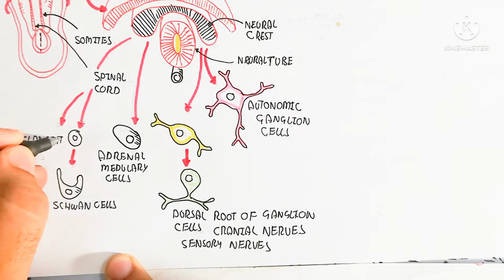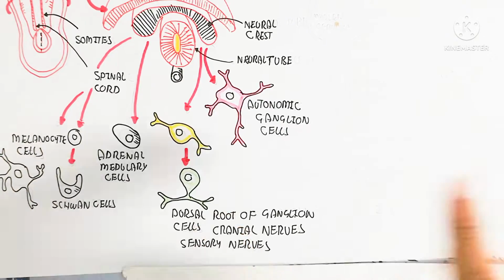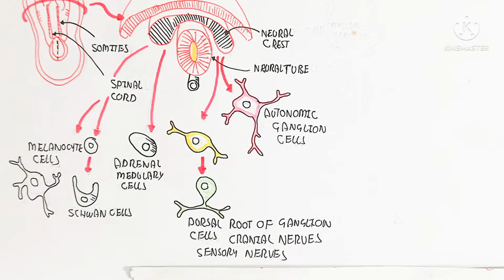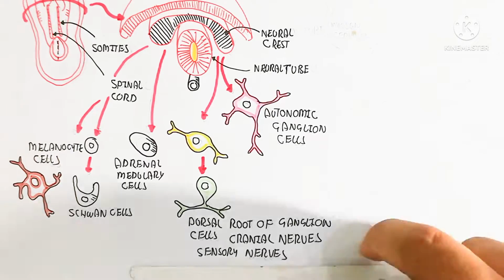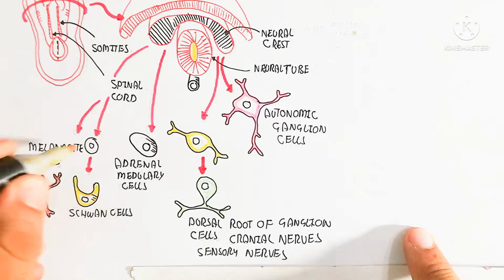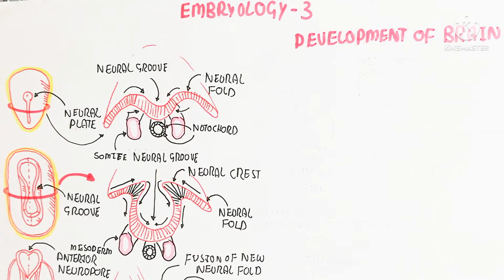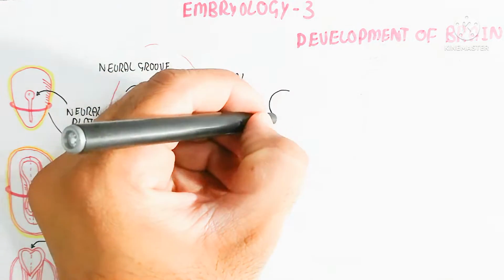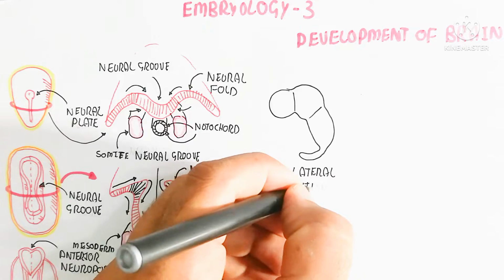For example, the adrenal medullary cell is used for the release of epinephrine and norepinephrine due to sympathetic nervous system activation. The Schwann cell is also produced; the Schwann cell is used for increasing the excitation of the neuron. Melanocytes are also produced, and melanocytes are important for skin darkening.